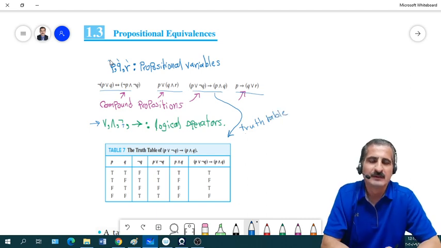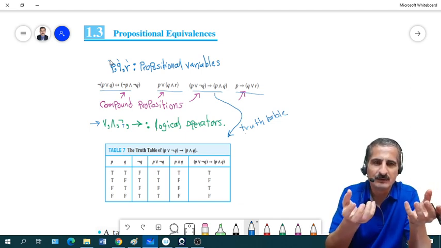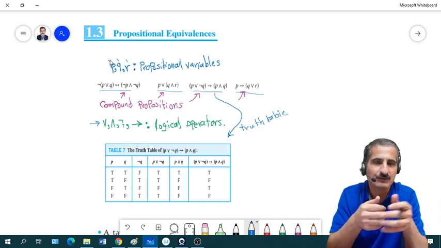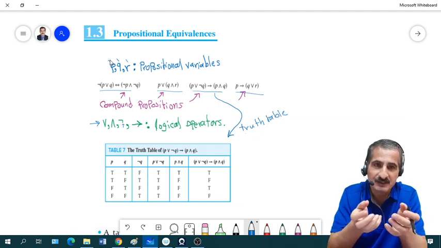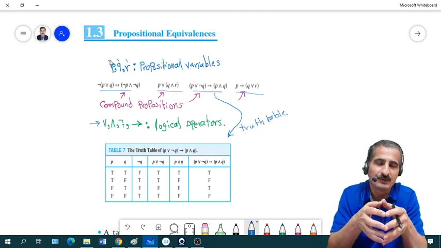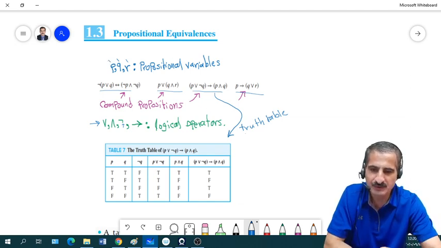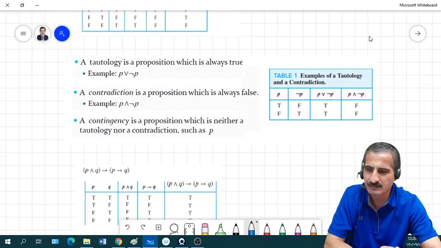In this section, we will learn how to decide whether two given propositions are logically equivalent or not. What does logically equivalent mean? It means they agree on their truth values. But before we start doing so, let us learn what a tautology and a contradiction mean.